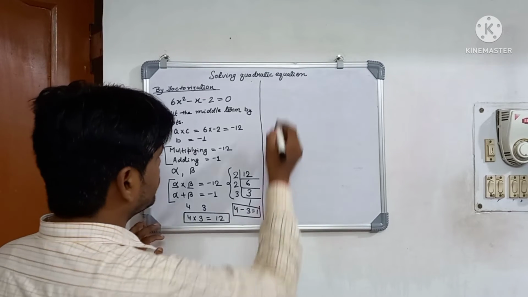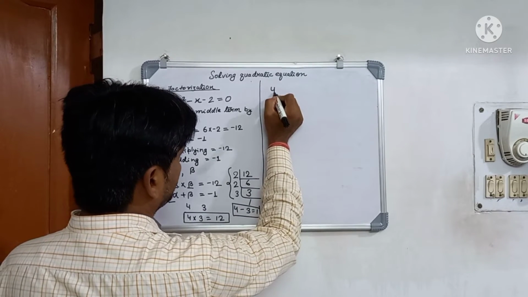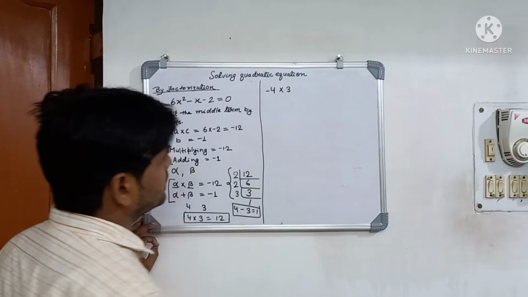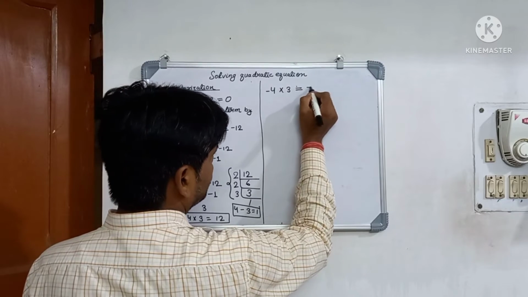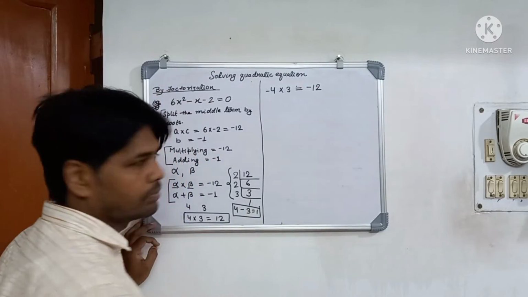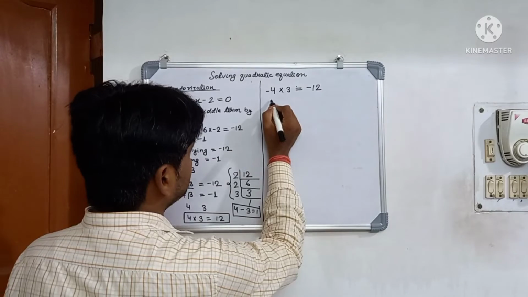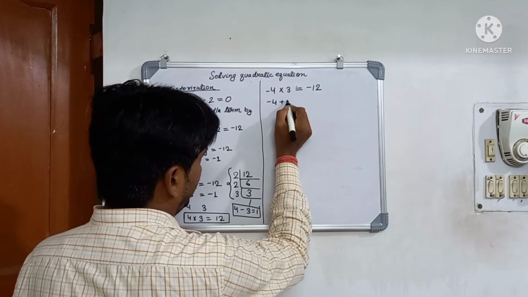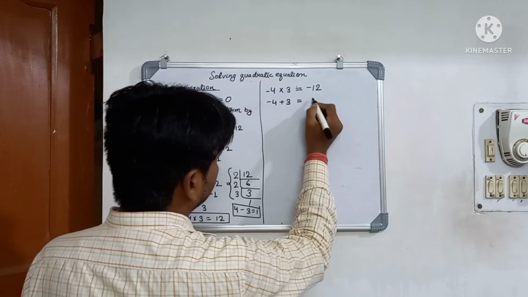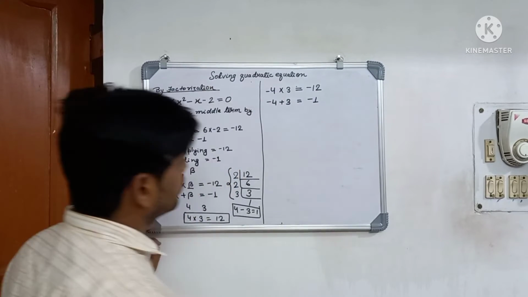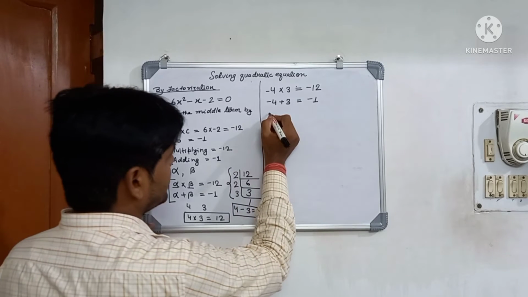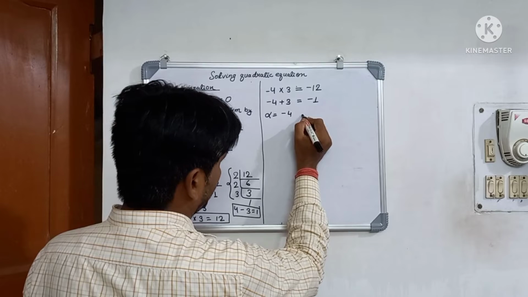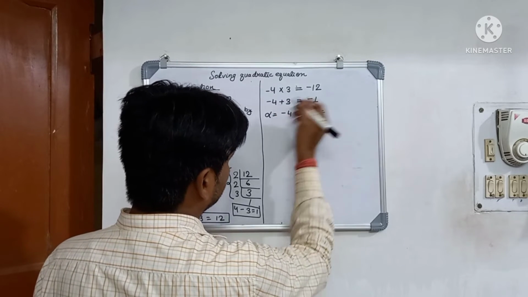So for that, what we have to do is, if we consider 4 as negative and multiply it with positive 3, then we would get a value that is -12. And if we take this -4 and add it with 3, then again we will get a value that will be -1. So from here we can say that the value of alpha is supposed to be equal to -4 and beta should be equal to 3.